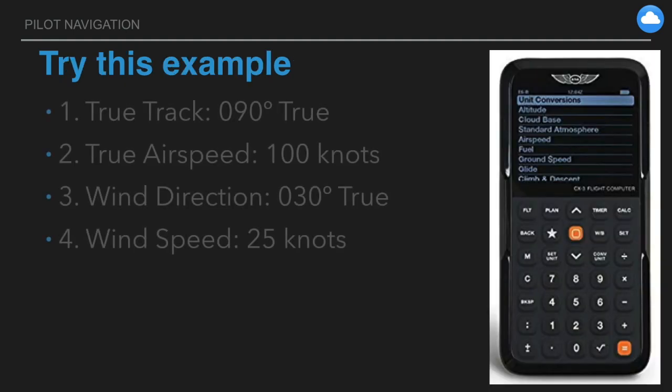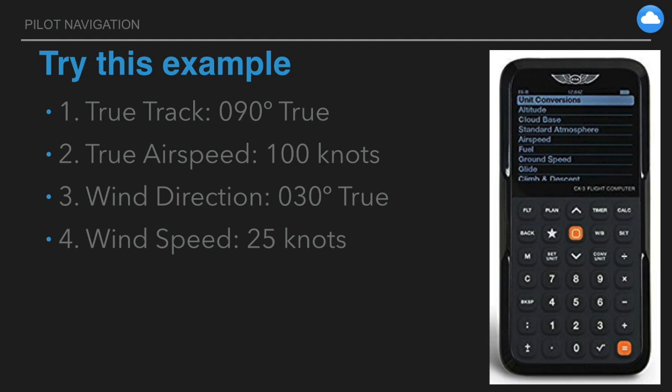So there's an example. A true track of 90 degrees, true airspeed of 100 knots, wind direction 030 degrees true, wind speed 25 knots. Hold the phone. Where do I get my wind information when I'm flight planning? Where does that come from? Upper wind and temperature forecast. Thank you. There's always one guy. So I would get that information from the winds aloft and temperature forecast. Not the METAR. And hopefully everybody remembers that.